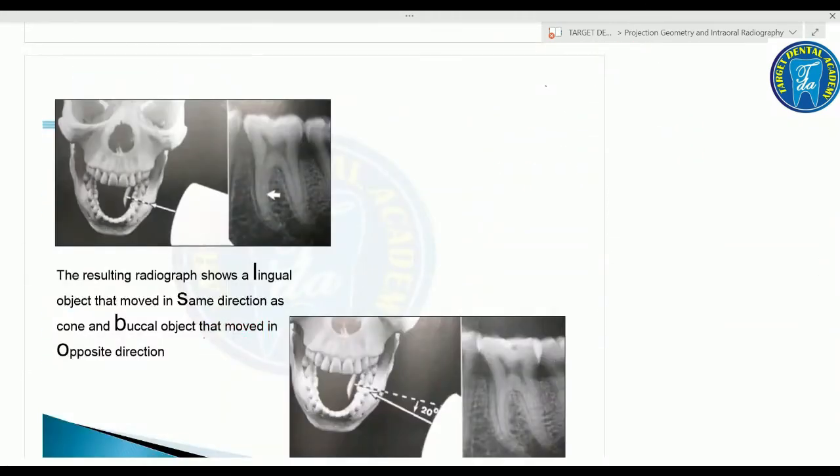Now coming on to the diagrammatic representation. When the object is placed in the lingual direction, it moves in the same direction as that of the cone. In the same way, when we place the object in the buccal direction, it moves in the opposite direction.